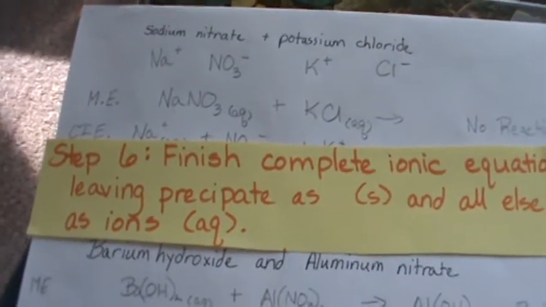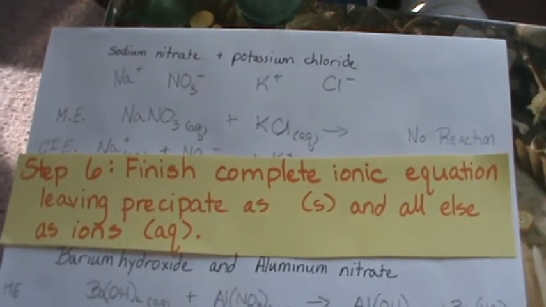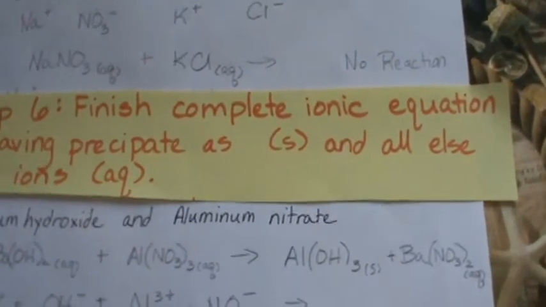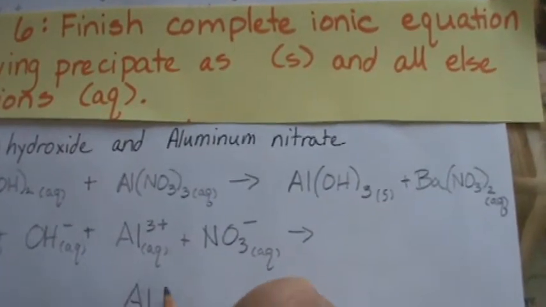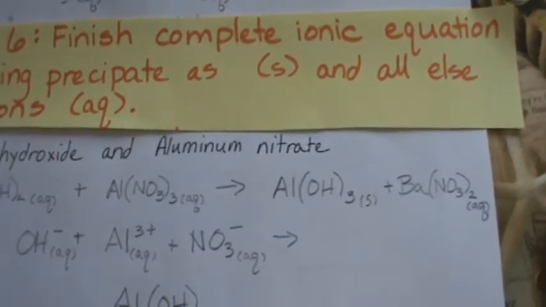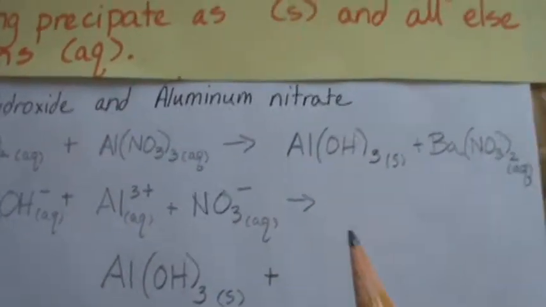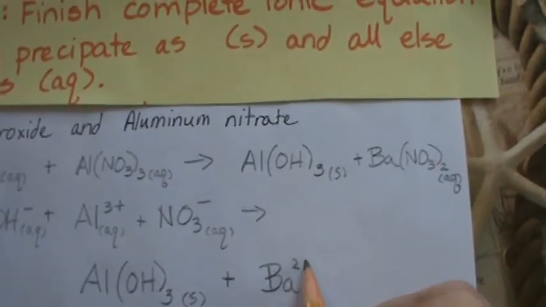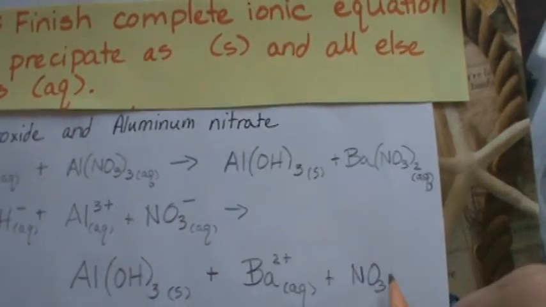Now my step 6 was to finish the complete ionic equation, showing the precipitate as solid and all else as ions. So I will do what I have done here as well, and I'm going to leave my precipitate as a solid, Al(OH)3 (s), plus, now I know that nitrates won't precipitate out, and I show that here as aqueous, so we will still have barium ions and nitrate ions in solution.